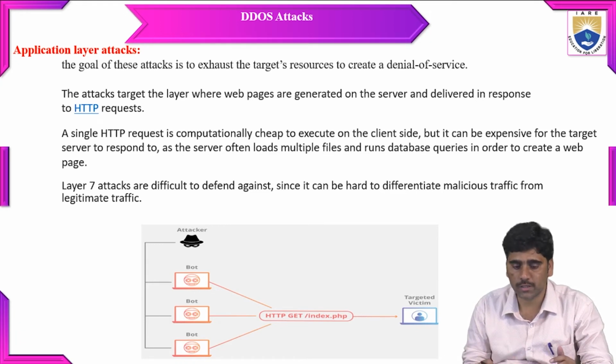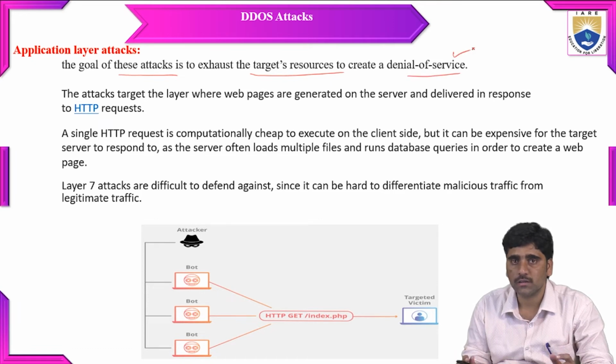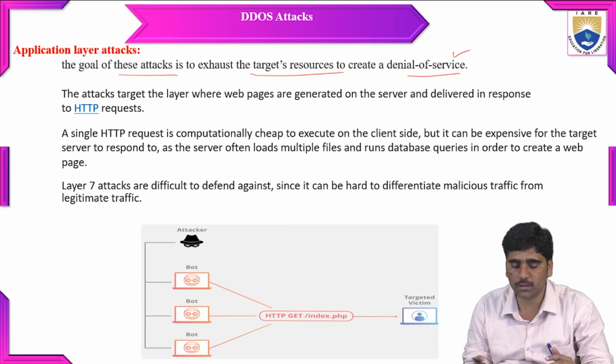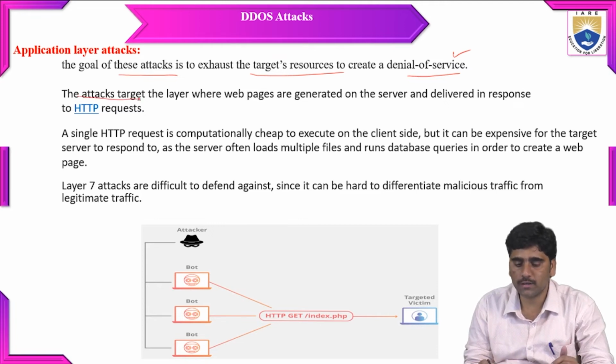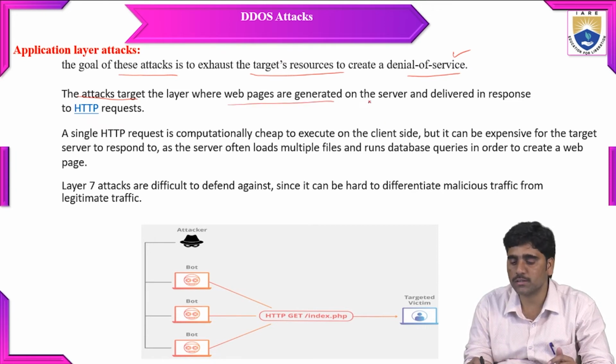The goal of these DDoS attacks is to exhaust the target's resources to create a denial of service. They simply send multiple requests to the target to create a denial of service. By sending multiple requests, the service automatically gets slow. The attacks target the layer where web pages are generated on the server and delivered in response to HTTP requests.